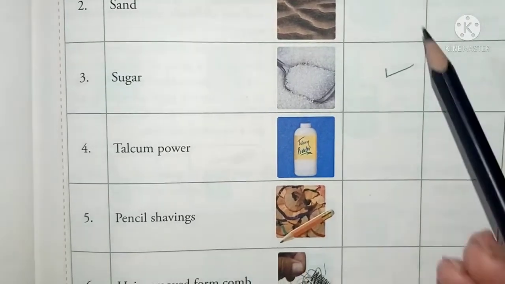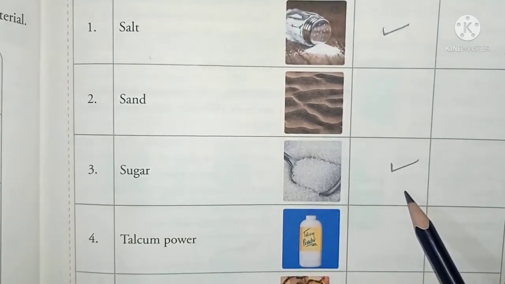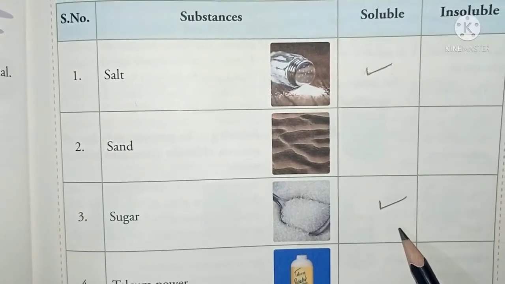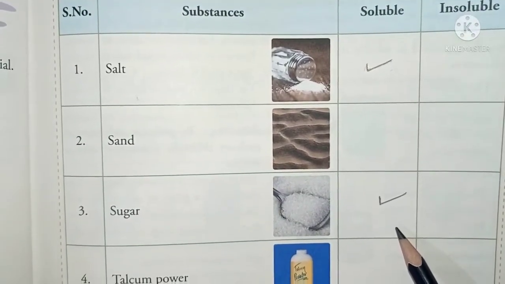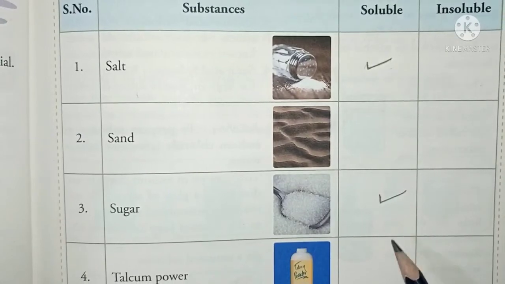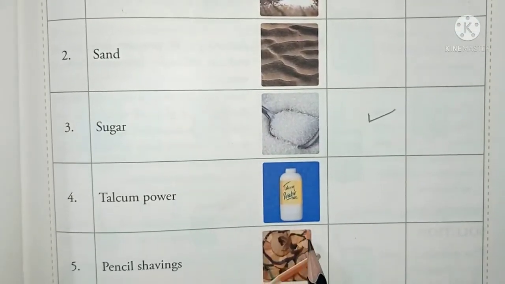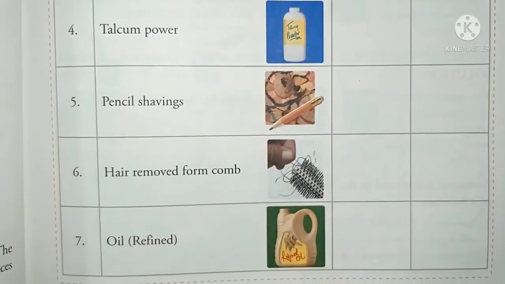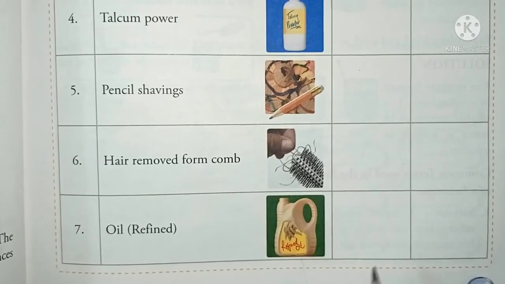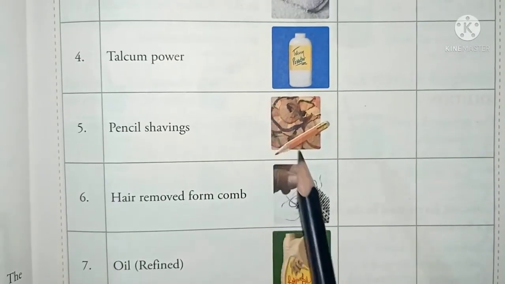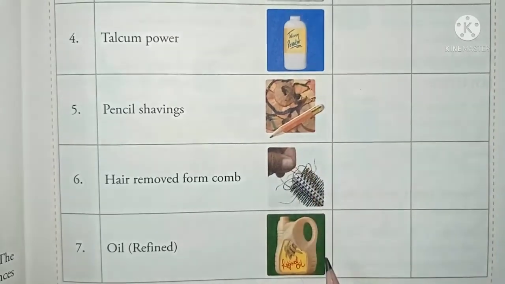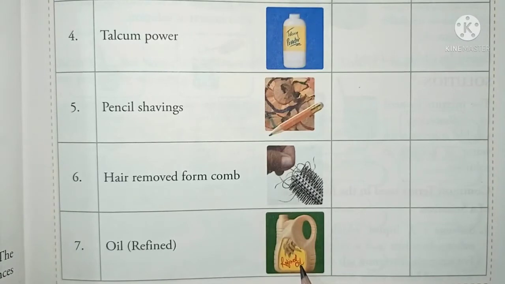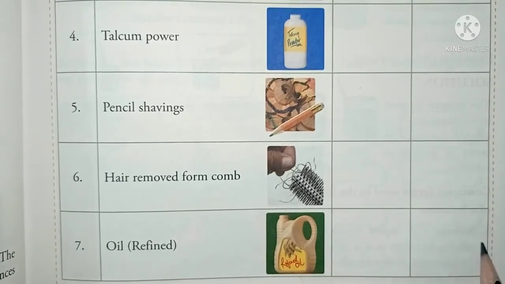So, as we have seen, the salt and the sugar are soluble in water. So, these are the soluble substances. Let us now try dissolving other things such as talcum powder, pencil shavings, and refined oil. Now, children, you can see clearly particles of talcum powder, pencil shavings, and oil particles floating on the top. So, such substances are insoluble substances.